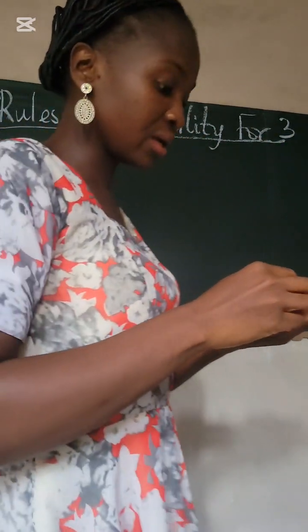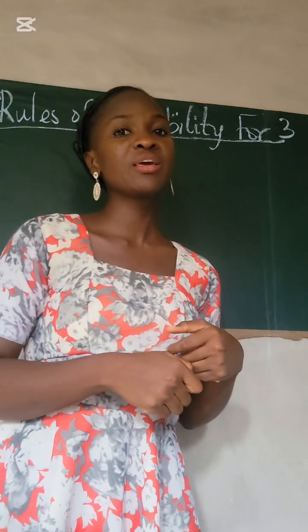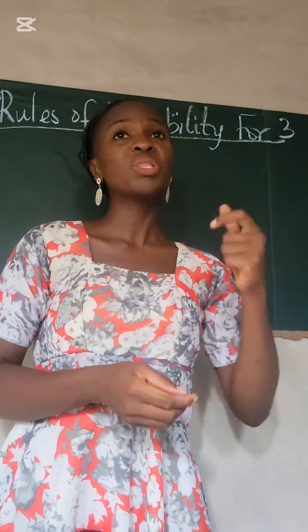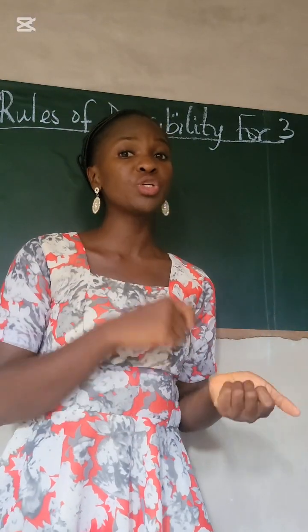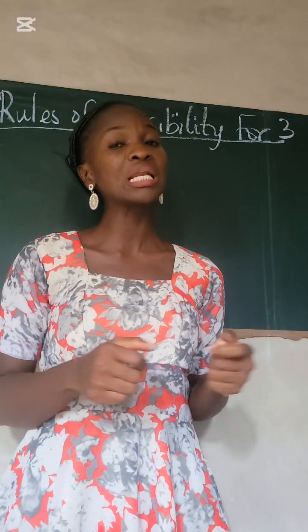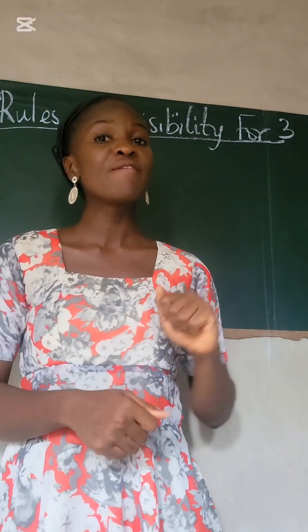Now, last class we dealt with rules of divisibility for 2. That's when you are dividing numbers by 2. What are the rules for divisibility for that? You can go to my previous videos to watch the one for divisibility by 2. So for today's class, we are going to be talking about the rules of divisibility for 3.